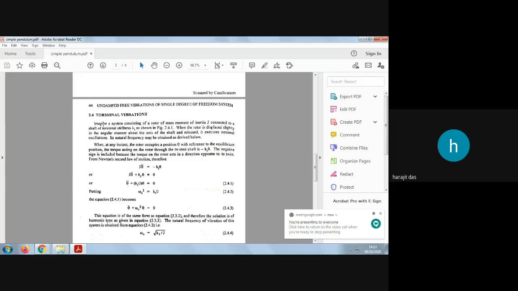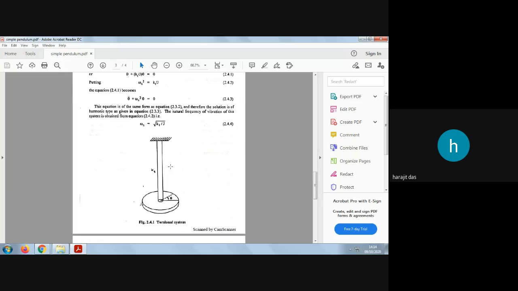So here it is written, imagine a system considering a rotor of mass moment of inertia. This is mass moment of inertia. There are two types of moment of inertia: one is area moment of inertia and another is mass moment of inertia. So here I is the mass moment of inertia, connected to a shaft of torsional stiffness kT, as shown in the figure.